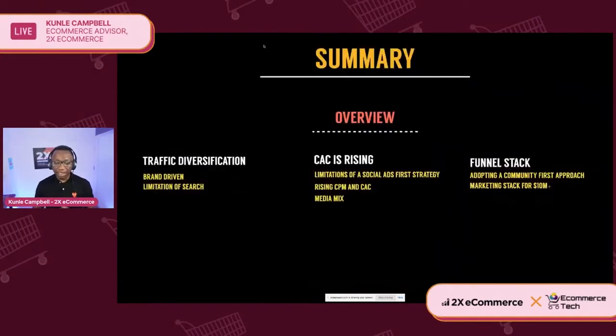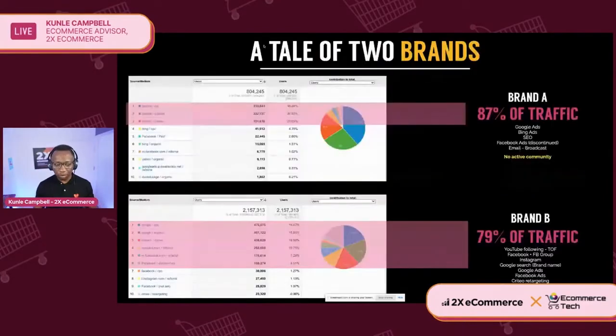So on today's talk, we're going to be talking about traffic diversification on the one hand, why CAC, customer acquisition cost, is rising, and how to just stack your funnel to go against the tide in a way, and build a bit of leverage against the constant inflation in CAC. So let's go for it.